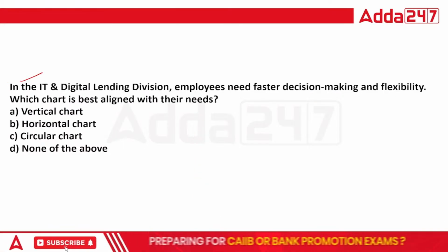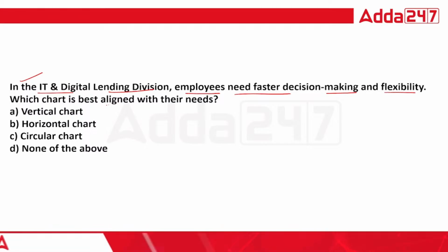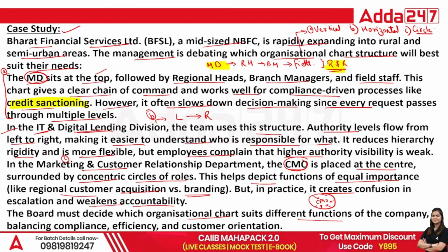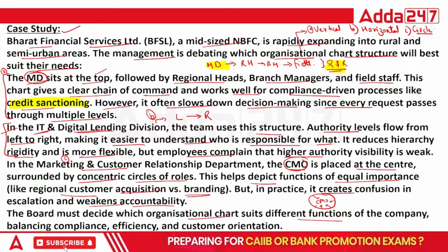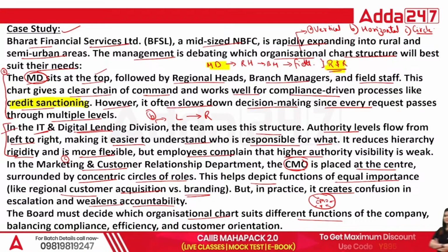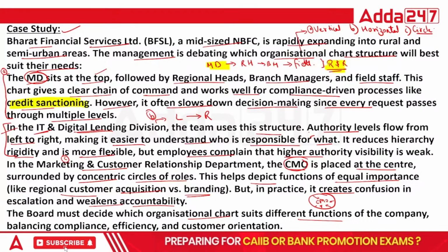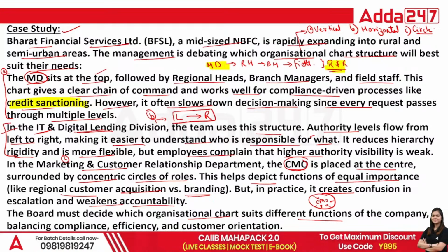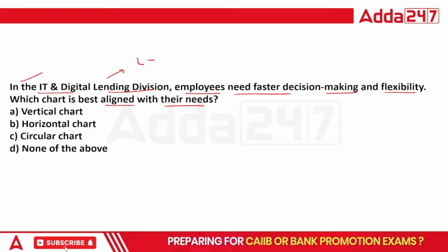Now coming to the next question. In the IT digital lending division, employees need faster decision making and flexibility. Which chart is best aligned with their needs? Let's check our IT department para, your third para, which talks about IT and digital lending. They are saying they are following left to right, making it easier to understand responsibility. It reduces rigidity and is more flexible. So they are following a left to right hierarchy. Let's see the options again: in the IT department, they are following left to right.